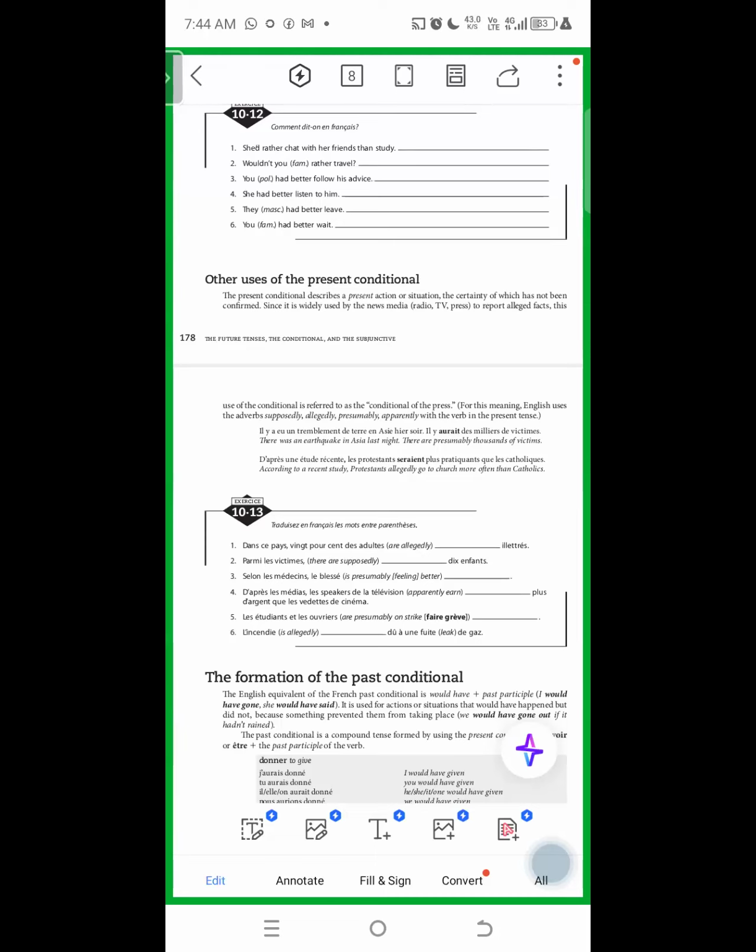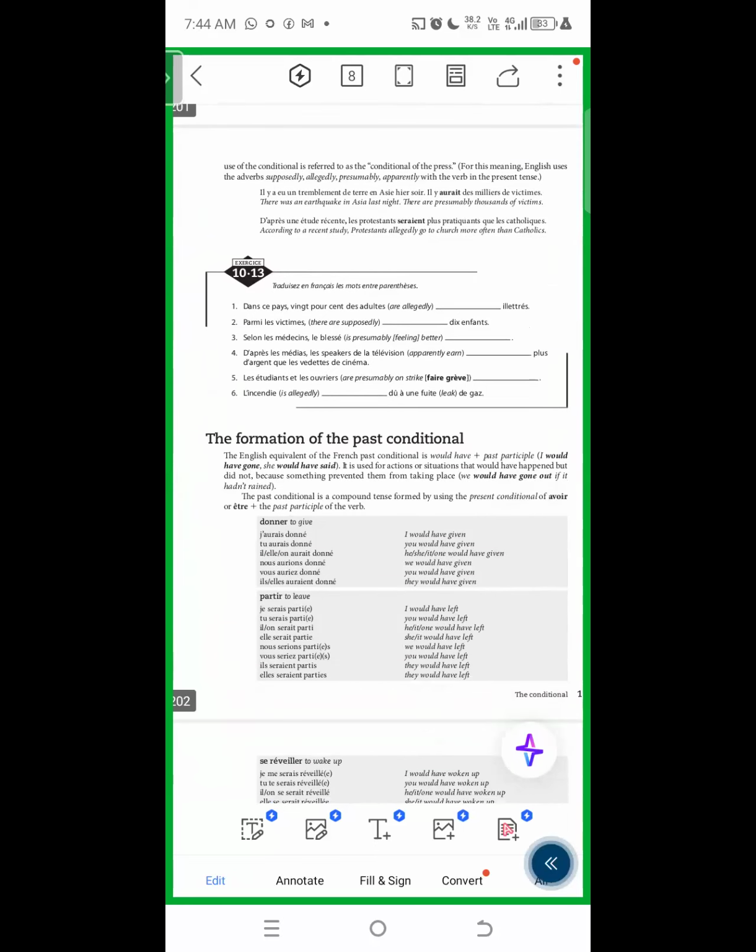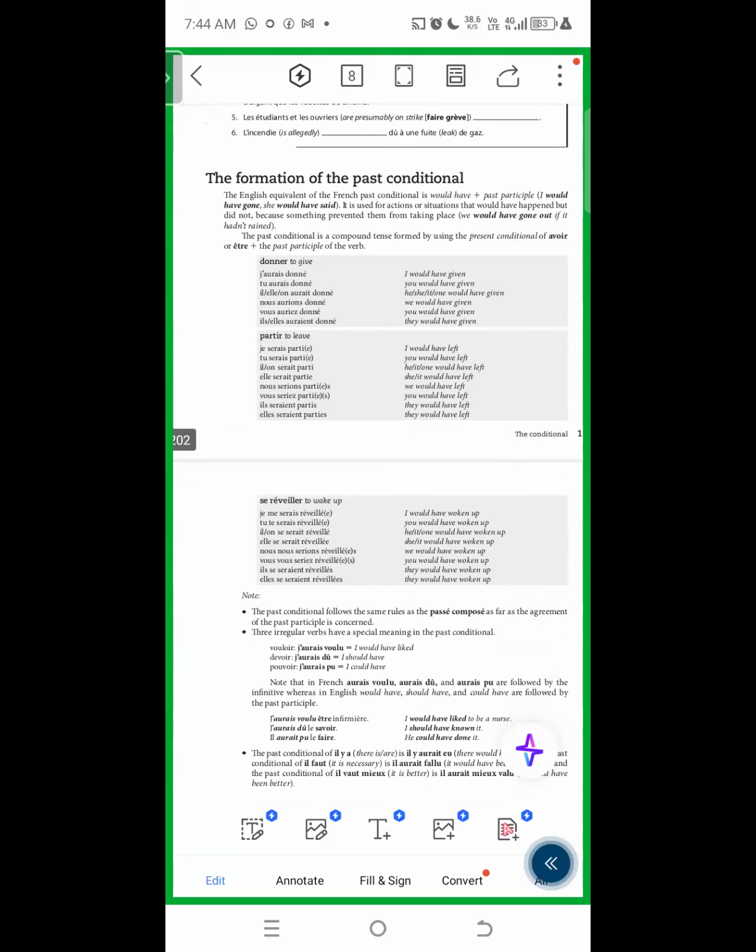All right. So that is basically it on that. You have seen the conditional present, which you just use for presumably or allegedly. Let's go to the formation of the conditional passé. Please, could you read the commentary for us? There's not much to be done.